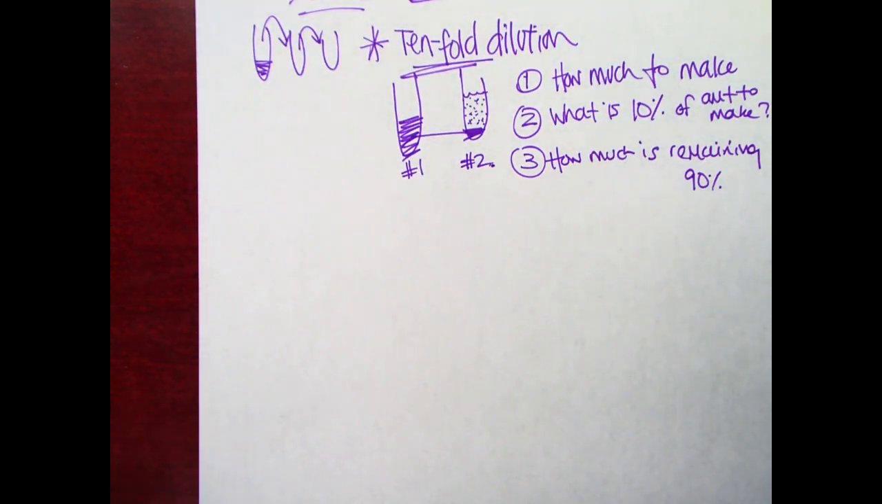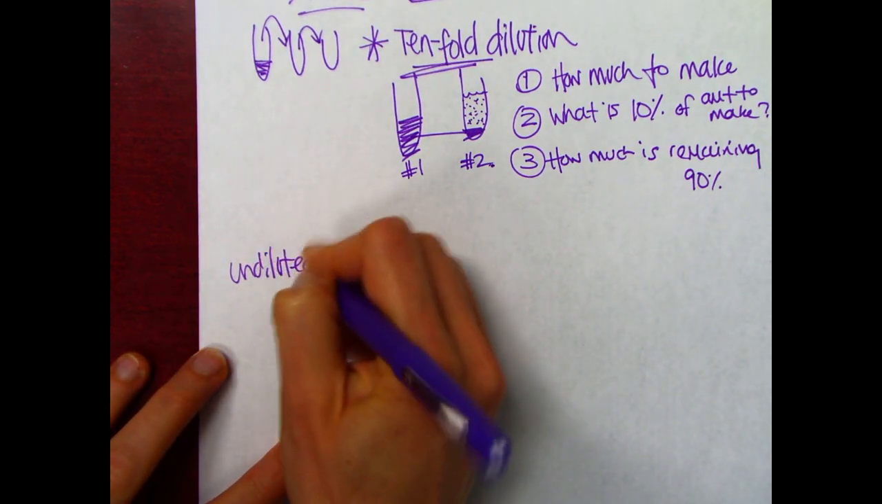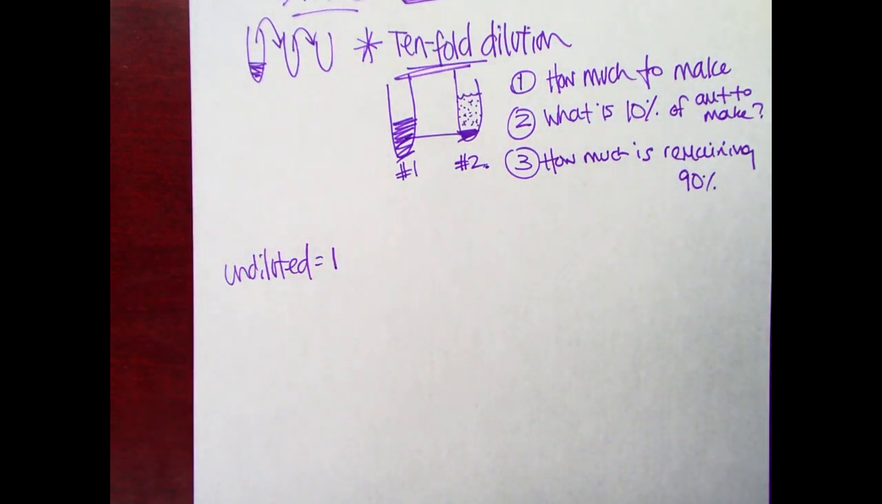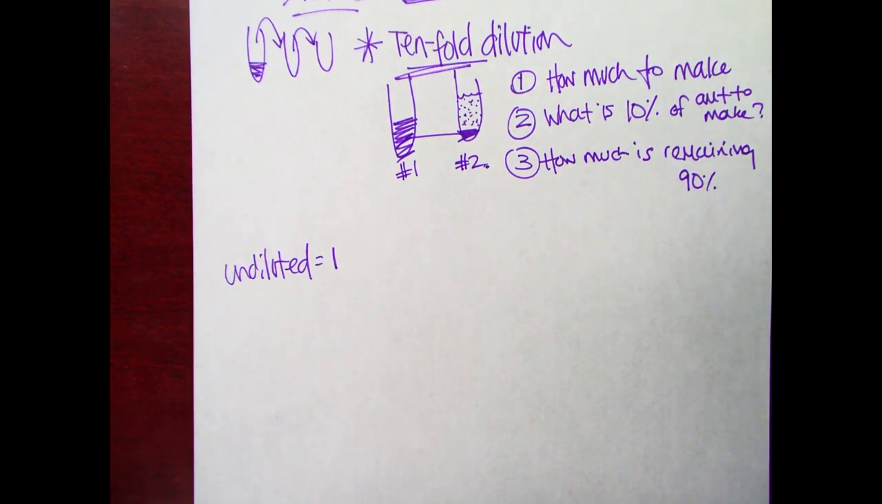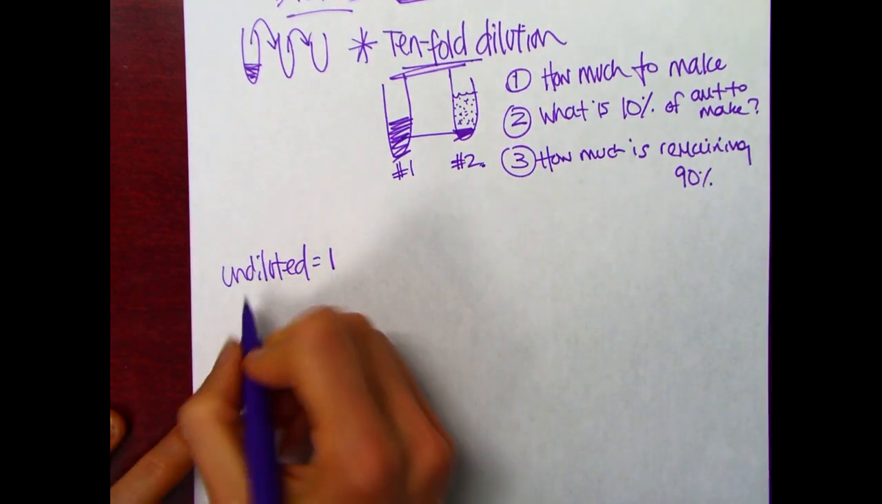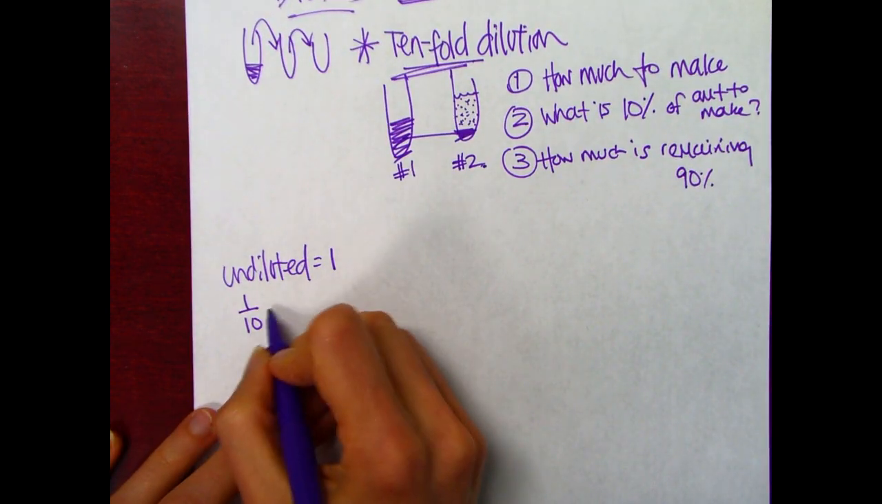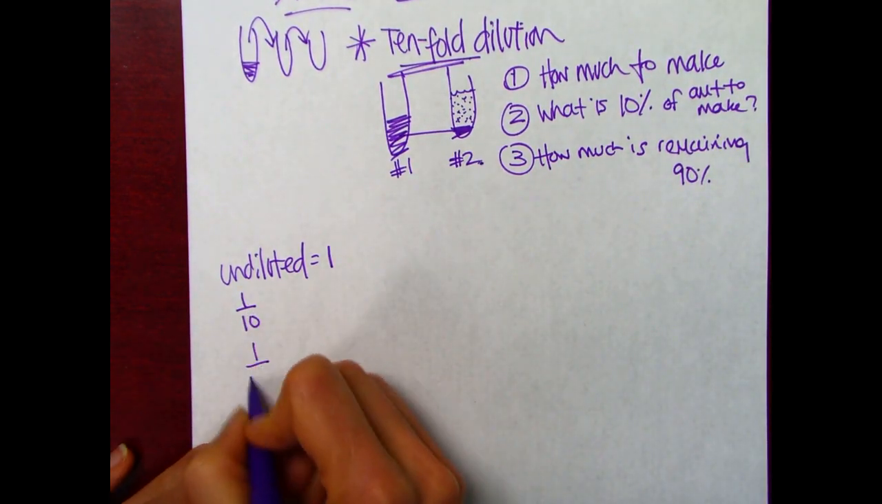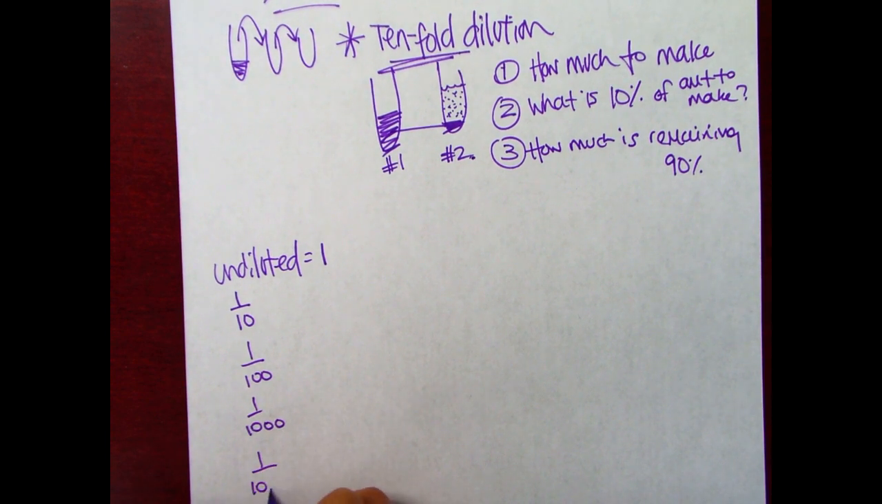Okay, there's one other thing I need to tell you guys. Because we're doing tenfold dilutions, the undiluted is 1, like there has been no change. It's not more, it's not less, it's just the way that we got it, which is itself, and so for that we use the number 1. The first time we do a dilution, it's going to be how much less? We're doing tenfold dilutions, so the first dilution is going to be 1/10 as much as the original. The second dilution is 1/100th, the third dilution is 1/1000th, the fourth dilution is 1/10,000th.